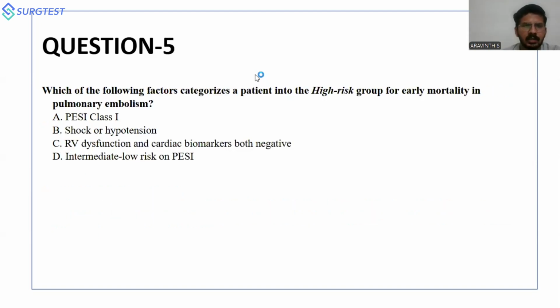Moving forward. So now the patient has come to you. You have to assess the risk of severity. Which of the following factors categorize the patient into high risk group for early mortality in pulmonary embolism? A. PESI class 1. B. Shock or hypotension. C. RV dysfunction and cardiac biomarkers both negative. D. Intermediate low risk on PESI.